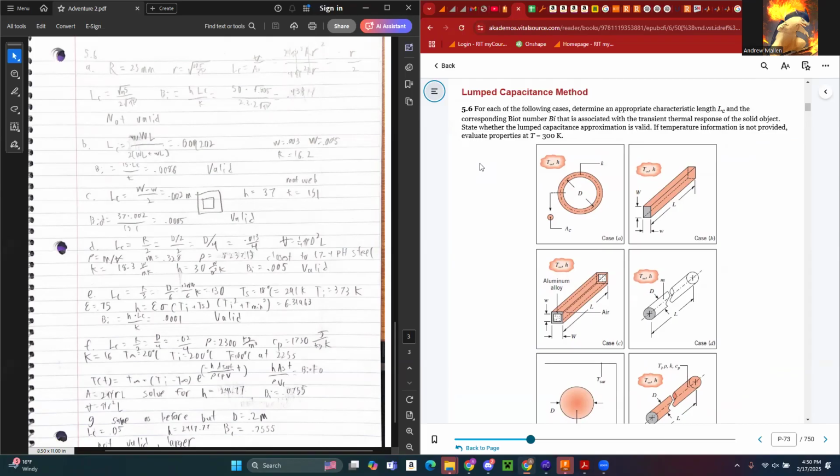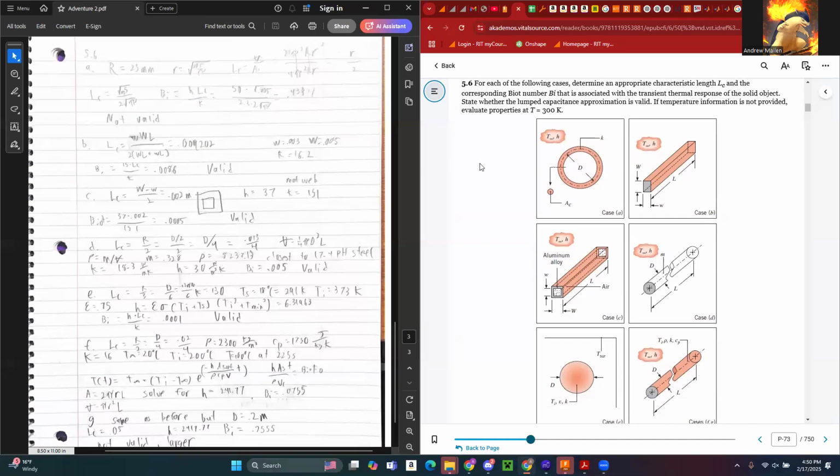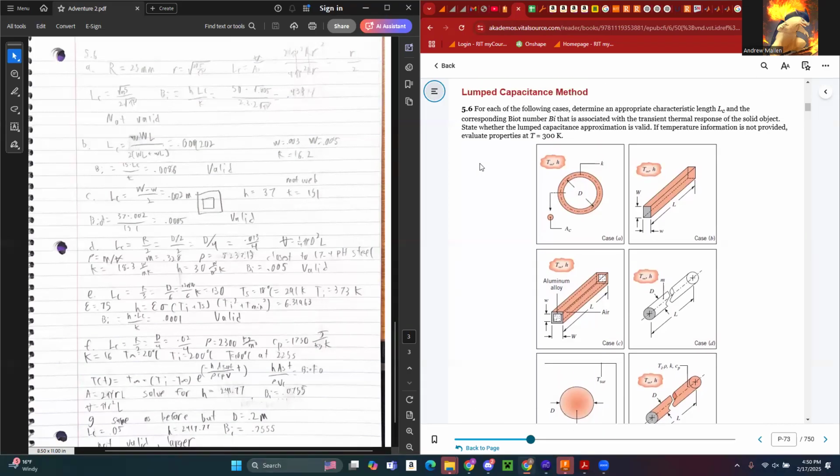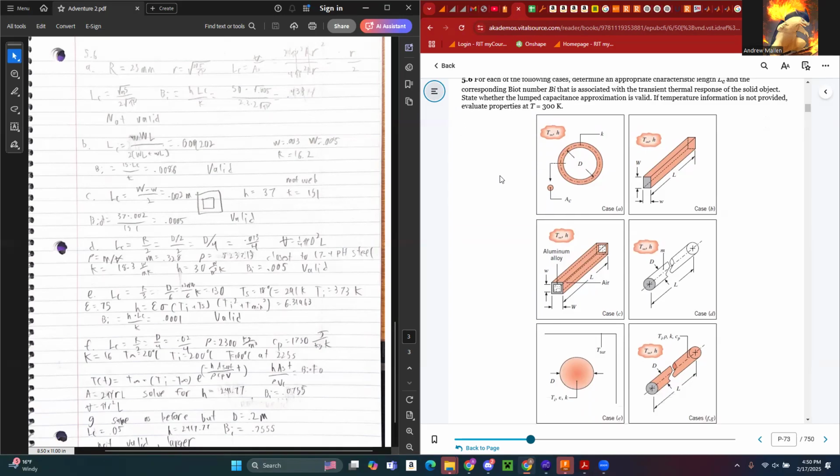So this problem asks us to consider 7 different cases of 6 different shapes in 6 different situations. They ask us to find the characteristic length as well as the Biot number, and if lumped capacitance is a reasonable assumption for how to approach these problems.